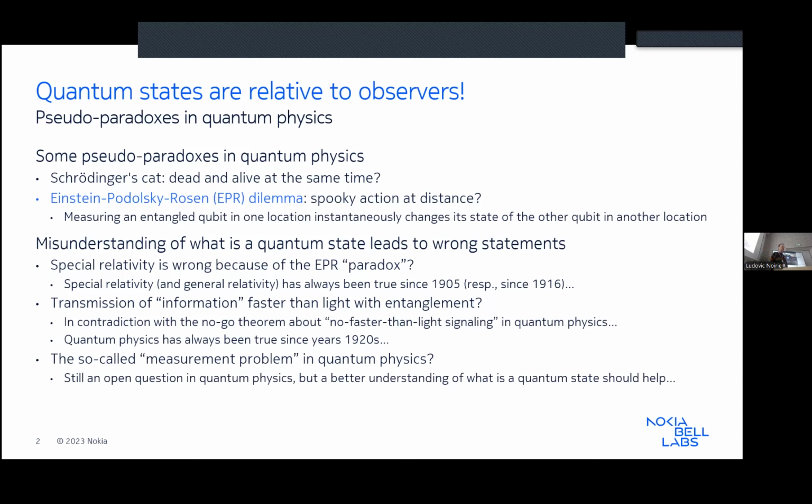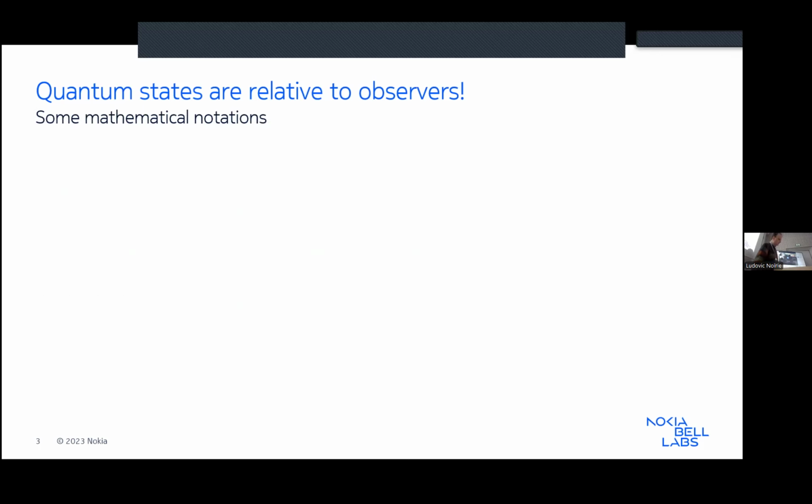So it's still an open question in quantum physics. But a better understanding of what a quantum state is, how we should consider quantum states, may help in solving this kind of problem. So the question is, what is a quantum state? We will start with mathematical notation. The notation used in quantum physics is the Dirac notation.